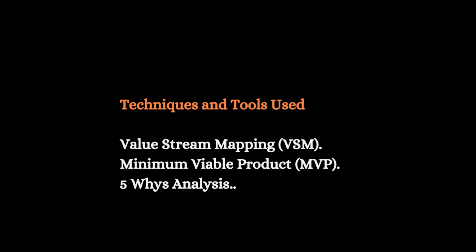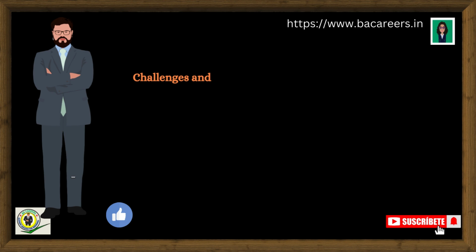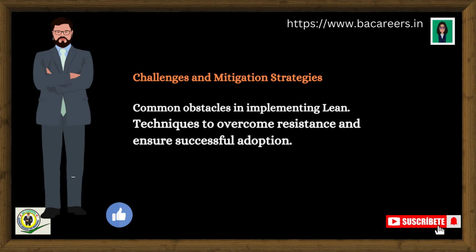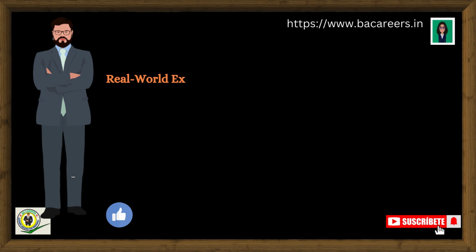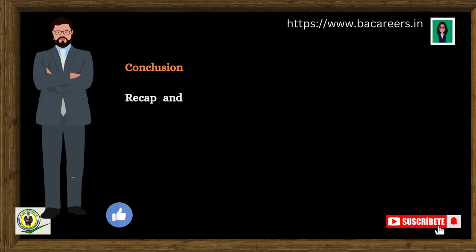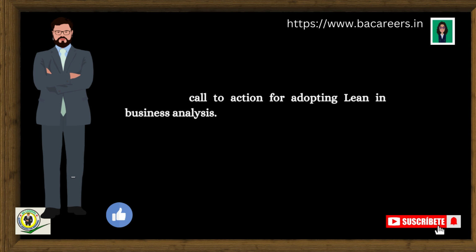Techniques and tools used. Value Stream Mapping, VSM. Minimum Viable Product, MVP. 5 Whys Analysis. Challenges and mitigation strategies. Common obstacles in implementing Lean. Techniques to overcome resistance and ensure successful adoption. Real-world examples. Case studies of Lean Business Analysis in action. Conclusion. Recap and call to action for adopting Lean in business analysis.